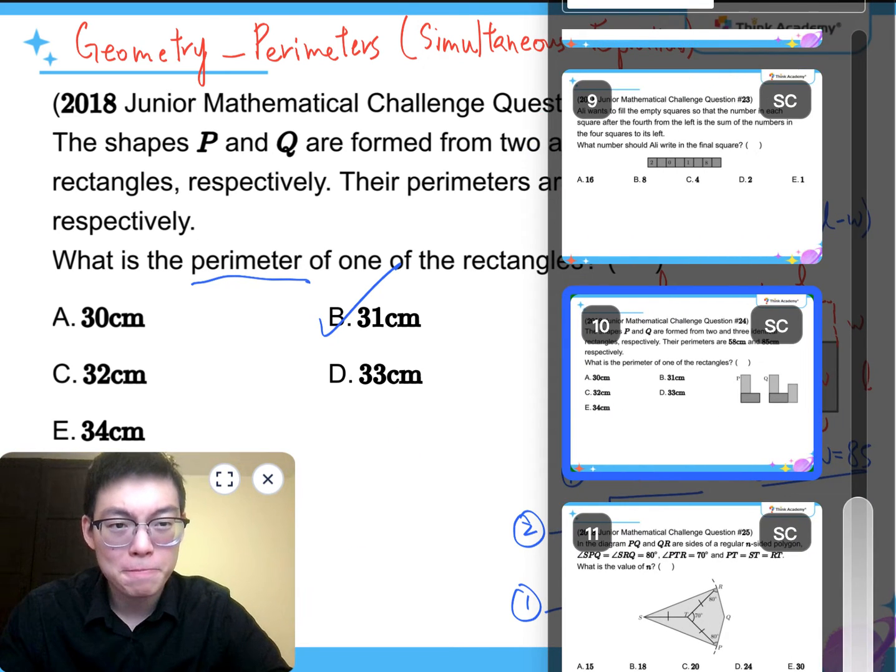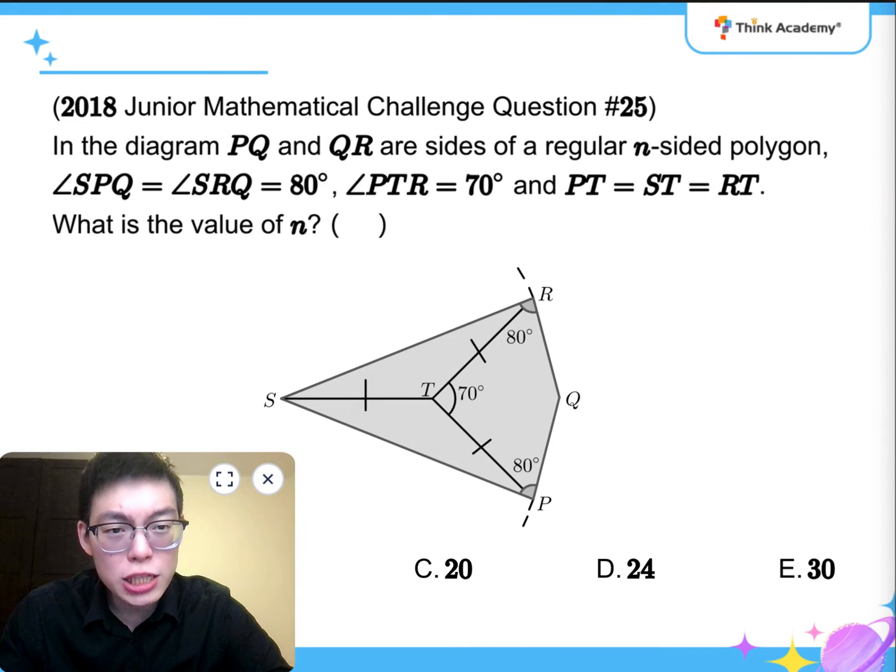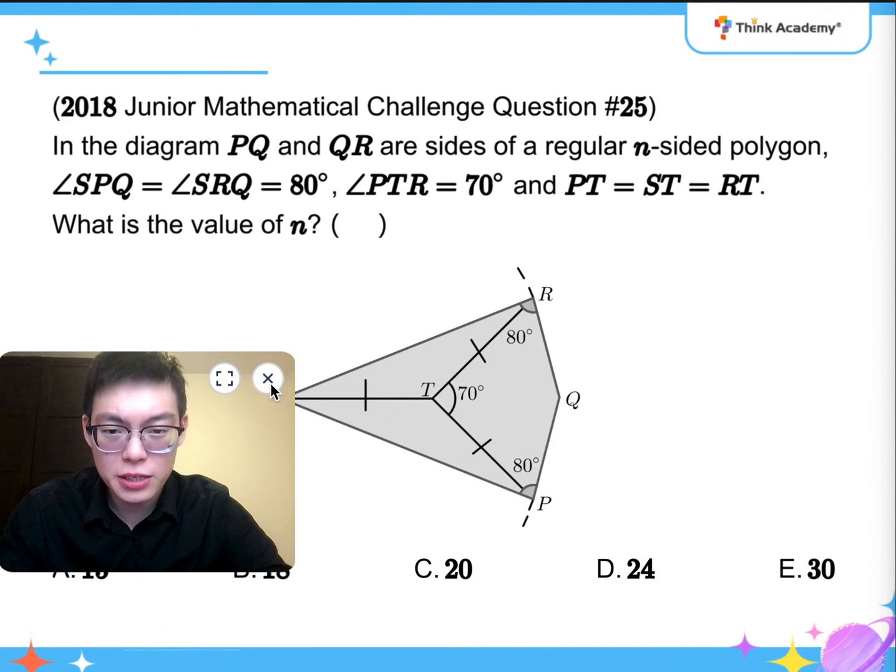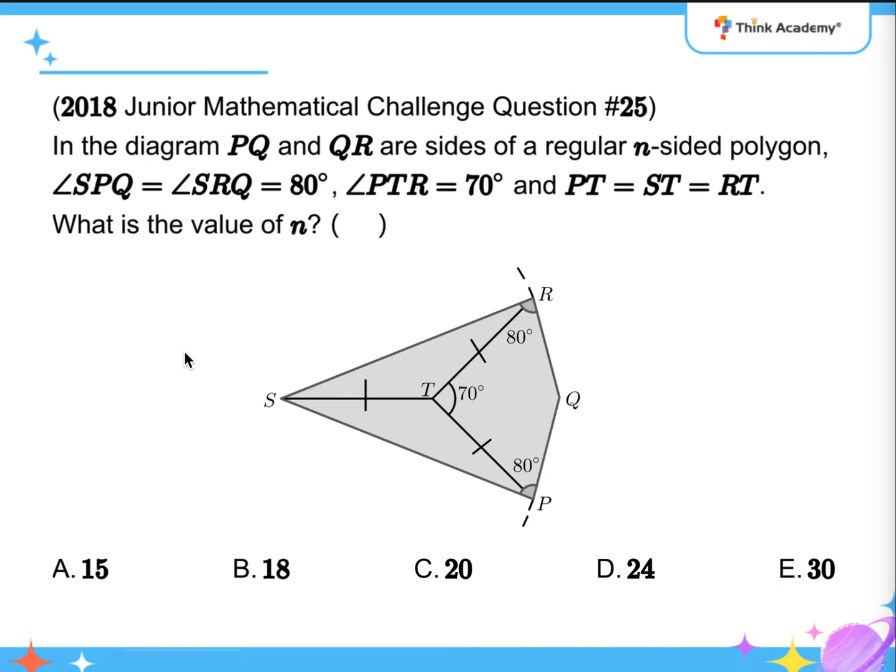All right. And then for the last question, question 25. So this time I need to hide my head because this is a more complex geometry question on the interior and exterior angles. So this time there is no specific tricks in it.